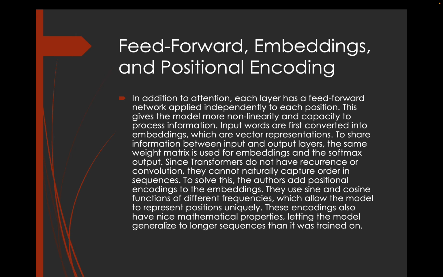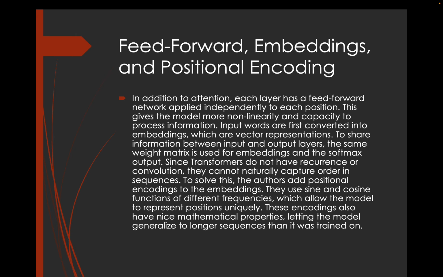Feed-forward networks and embeddings. In addition to attention, each layer has a feed-forward network applied independently to each position. This gives the model more nonlinearity and capacity to process information. Input words are first converted into embeddings, which are vector representations. To share information between input and output layers, the same weight matrix is used for the embeddings and the softmax output.